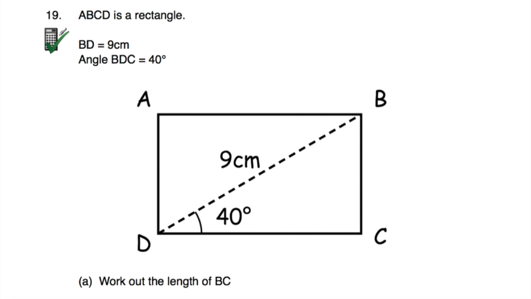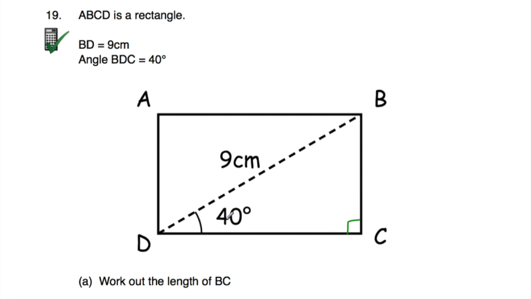Okay, let's have a look at our next question, question number 19. So question number 19 says that ABCD is a rectangle. So here's a rectangle, and we're told that BD, so the length of the diagonal, is equal to 9 centimeters, and we're told the angle BDC, this angle, is 40 degrees. And part A says work out the length of BC, this side here. So let's start off by focusing on this right angle triangle here, the right angle triangle BCD. So that's a right angle there, because obviously it's a rectangle.